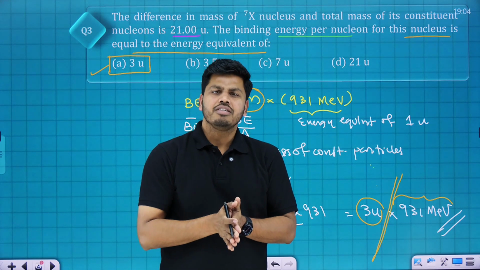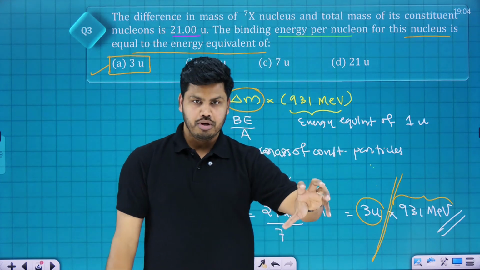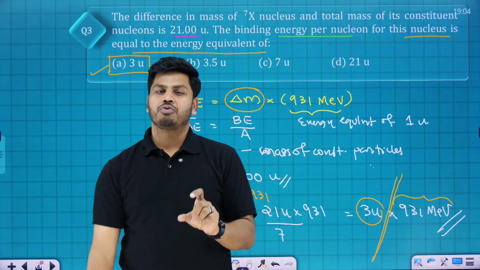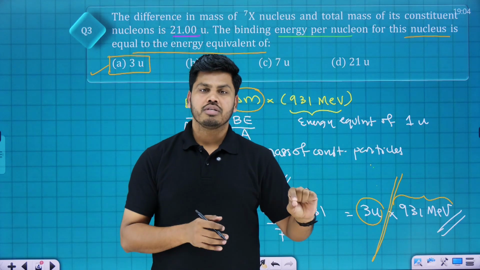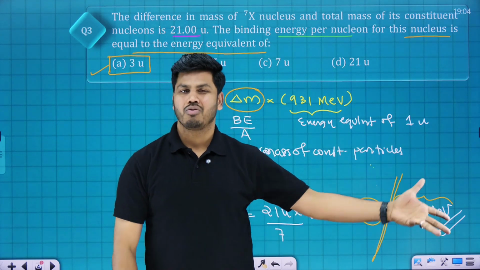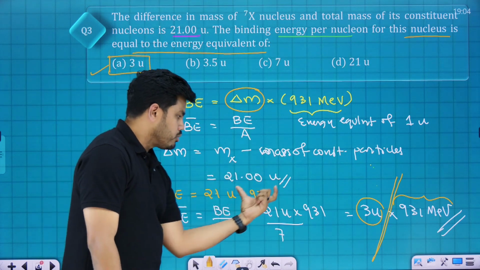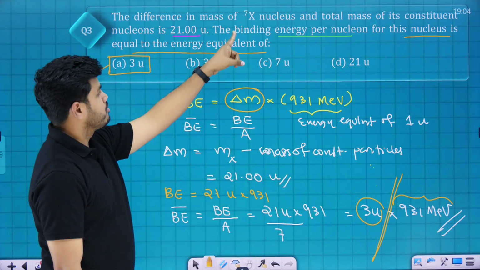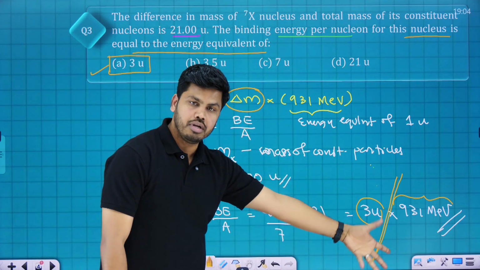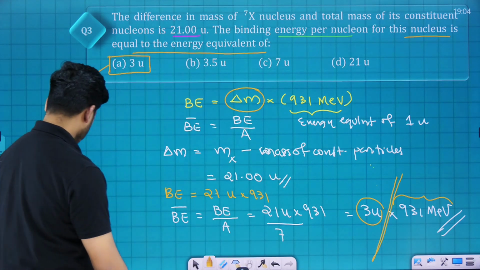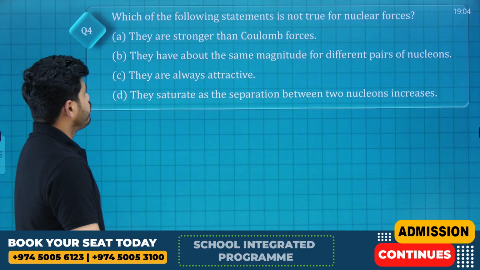So the concepts related are: what is binding energy, and how to calculate binding energy. Binding energy is related to the difference between the actual mass of the nucleus and the total mass of the constituent particles. That was given directly, delta M was given directly. So we found the total binding energy, and dividing by the mass number gives you the binding energy per nucleon. Fine. Okay.